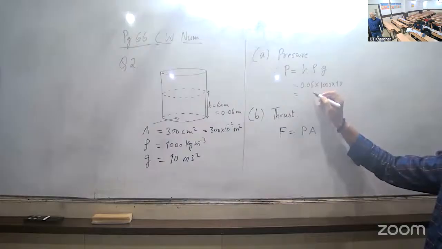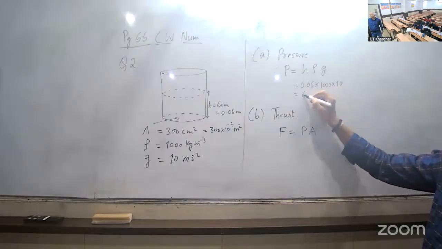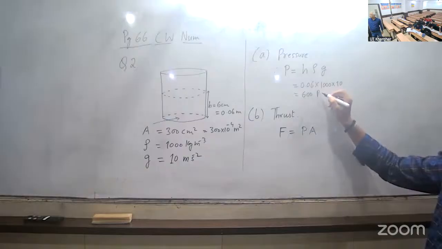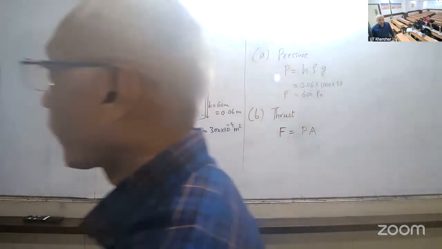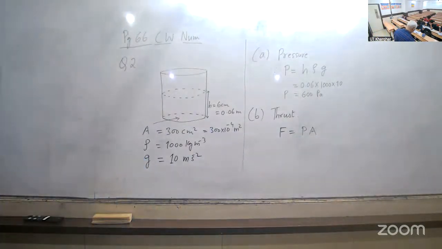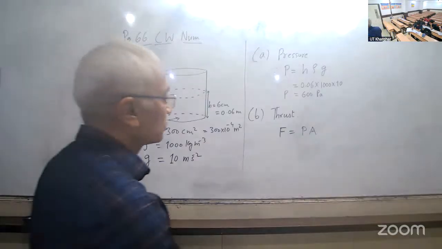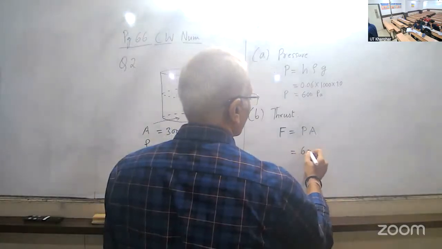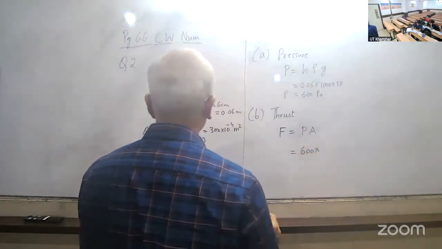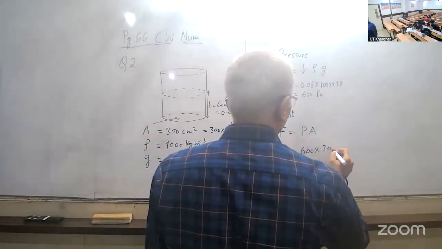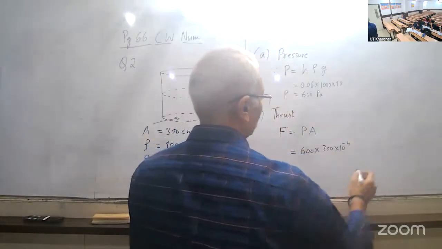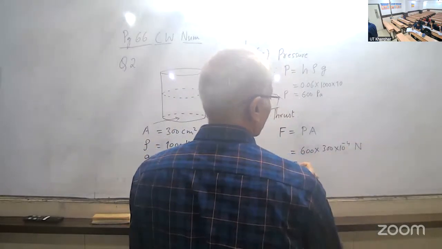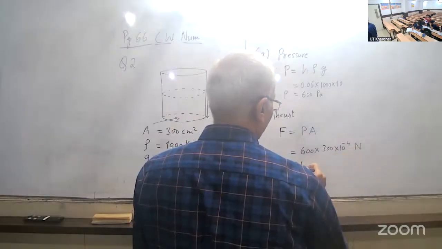So this will be 600 Pascal. Right? What is the force? Force is equal to 600 into the area, 300 into 10 raised to minus 4. So you see that it is 18 Newton.